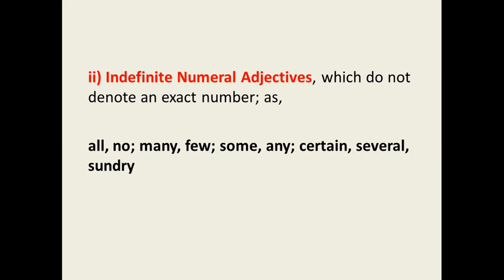The second kind of adjectives of number is indefinite numeral adjectives, which do not denote an exact number. For example, when we use words like all, no, many, few, some, any, certain, several, sundry. So, what are these, students? These are indefinite numeral adjectives.